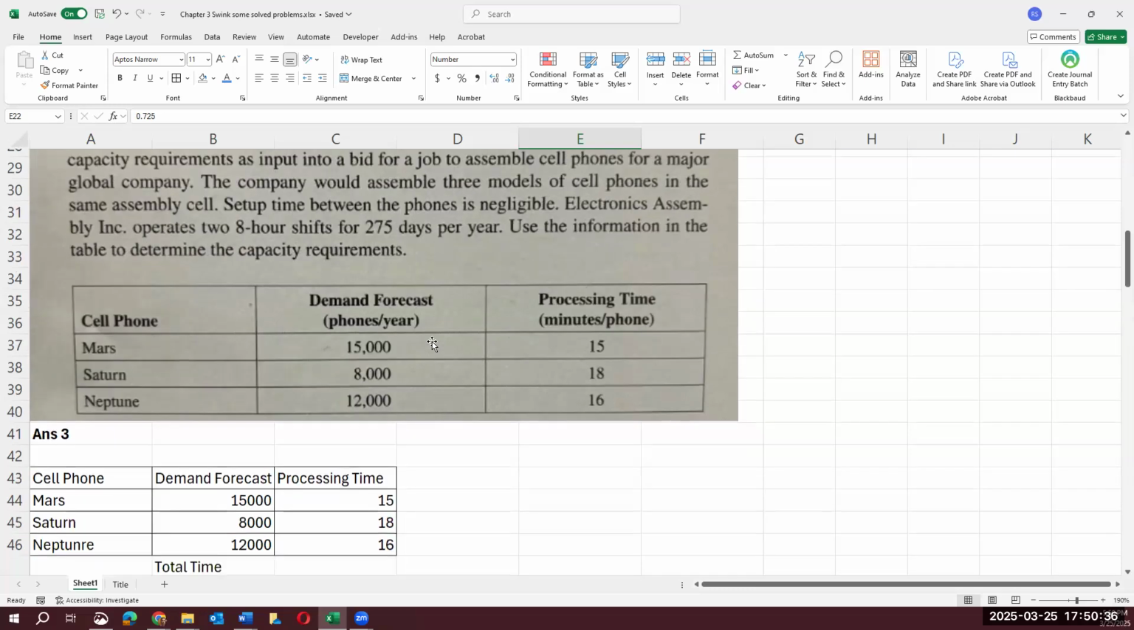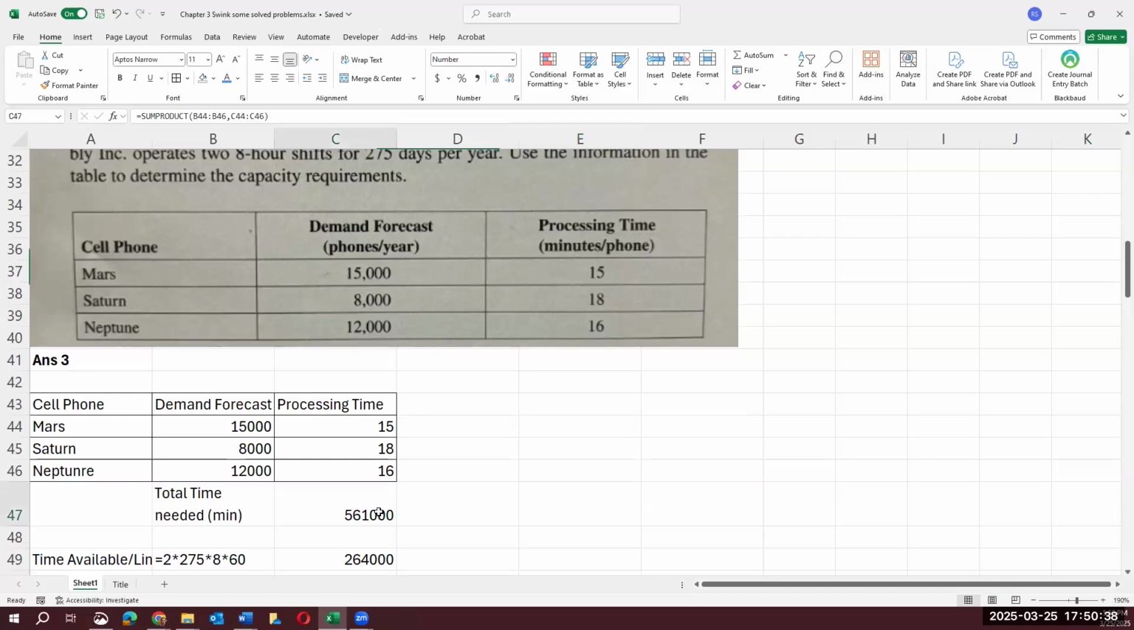The setup time is very negligible. They have not given us anything, so I just put the same information here. This 1,500, 1,800, 8,000, 15,000, 12,000. These are the processing times in minutes.